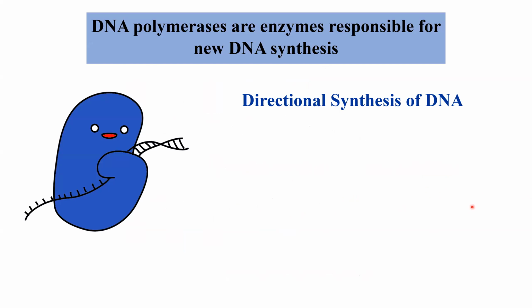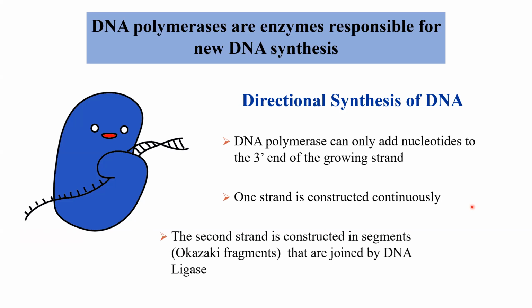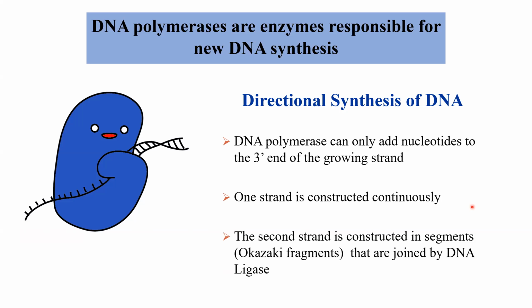So DNA polymerases are enzymes that are responsible for new DNA synthesis. DNA polymerase can only add nucleotides to the 3' end of the growing strand. The strand is constructed continuously. I'll talk about this in the next slide, but one strand is going to be constructed continuously, and the other strand is going to be constructed in segments, and these are referred to as Okazaki fragments, and they are joined by DNA ligase.